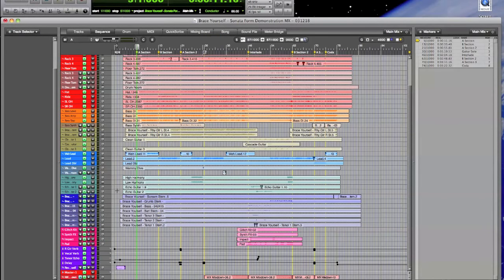So like the sonata, it is made up of two themes. Here's the first one right here. All right, so that's the first theme.